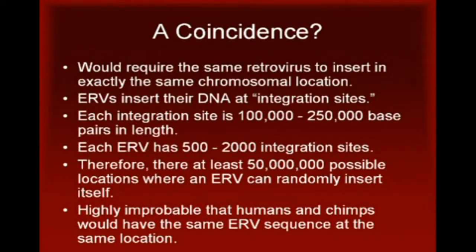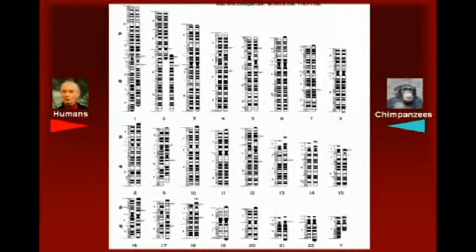The evidence is even more compelling when we consider the fact that humans and chimpanzees share about 16 instances of ERV sequences, all of which occur in the same chromosomal locations in our genomes. The odds against this happening by chance are truly astronomical. The only reasonable explanation for these shared sequences between humans and chimpanzees is that we inherited them from our common ancestor.